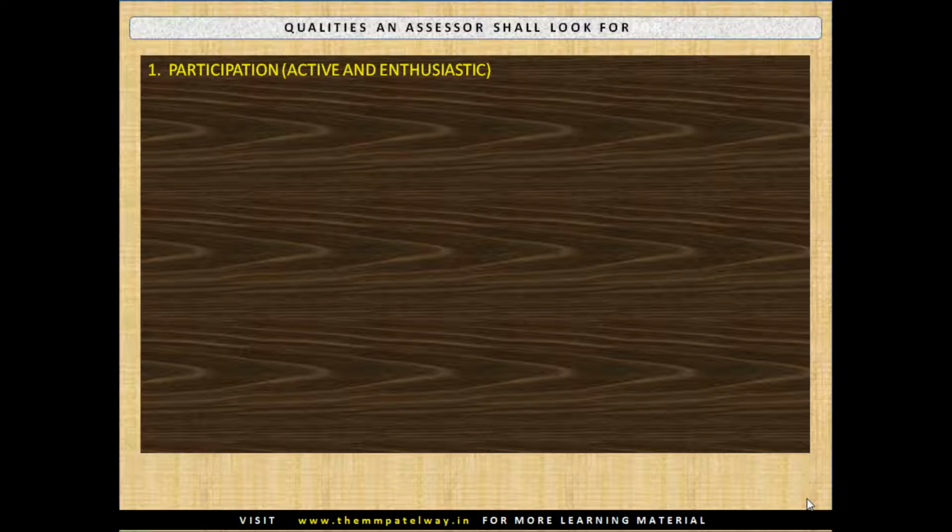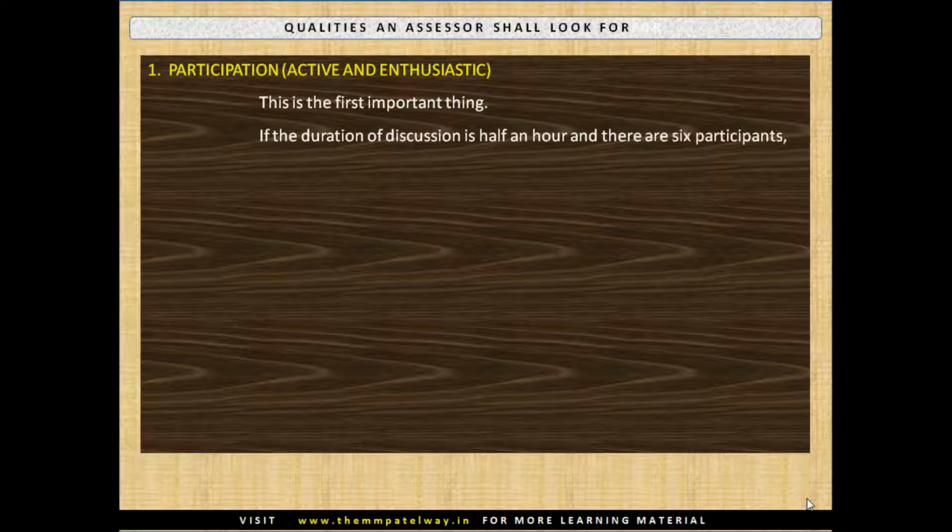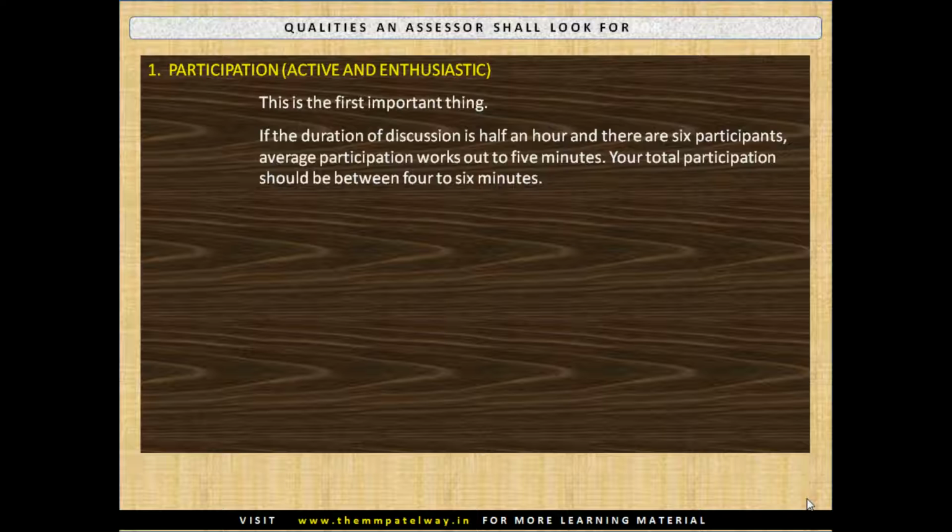The first one is active and enthusiastic participation. This is the first important thing. If the duration of discussion is half an hour and there are 6 participants, average participation works out to 5 minutes per participant. And therefore, your total participation should be between 4 to 6 minutes.